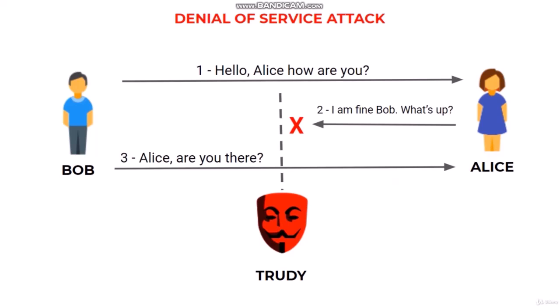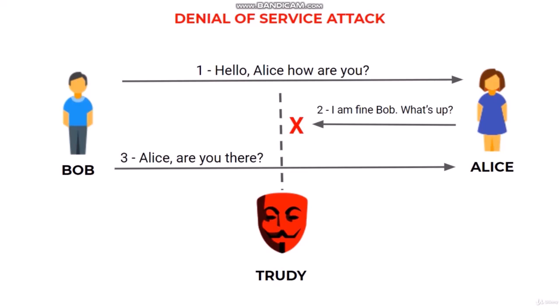The next type of active attack is denial of service. The name itself says that the service cannot be delivered. So now Bob says, "Hello Alice, how are you?" Now Alice replies, "I am fine, Bob, what's up?" But now Trudy intercepts and does not allow the message of Alice to reach Bob.